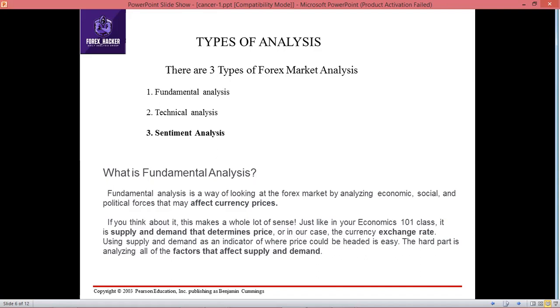If you think about it, okay, I think I've said that. In our case, the currency exchange rate using supply and demand as an indicator of where price could be heading is easy. The hard part is analyzing all of these factors that affect supply and demand. So just have these basics.